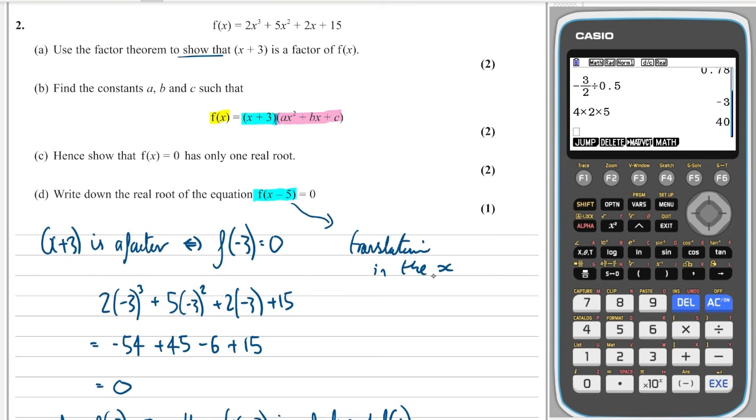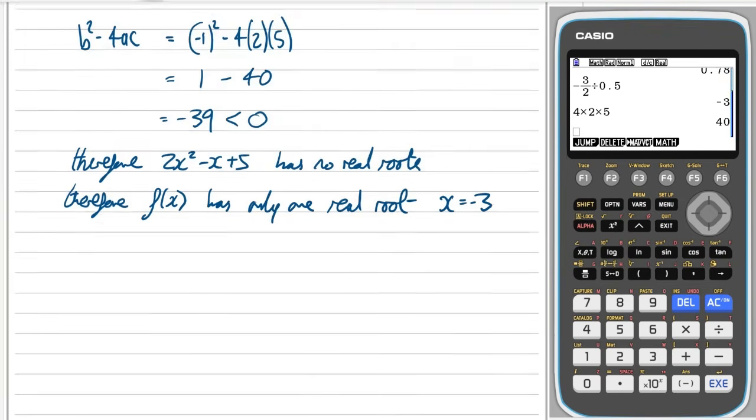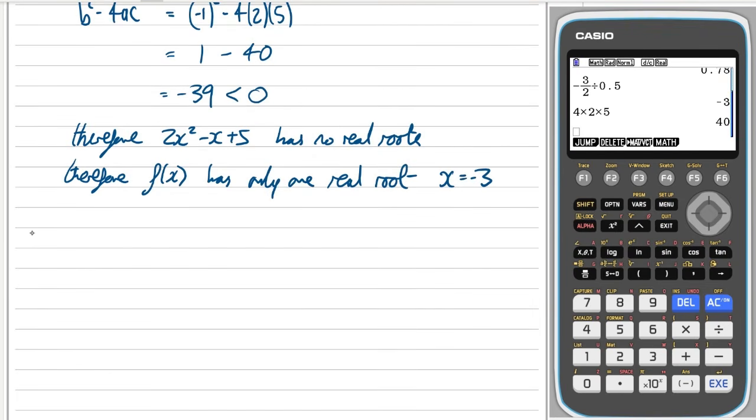in the x-axis by 5 to the right. So it's going to shift the whole graph 5 to the right. And therefore, all the x values will shift 5 to the right. So the new root, so this is part D, the new root will be x equals minus 3 plus 5, so x will equal 2. And we're done with that question.